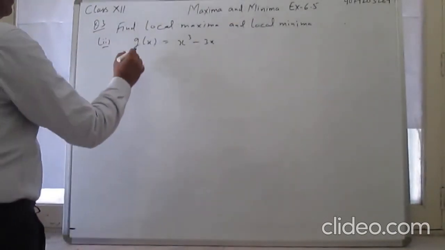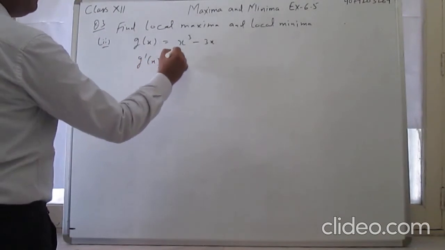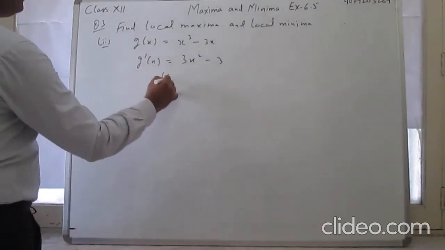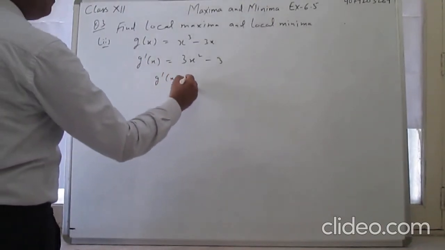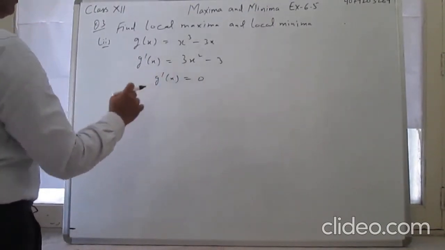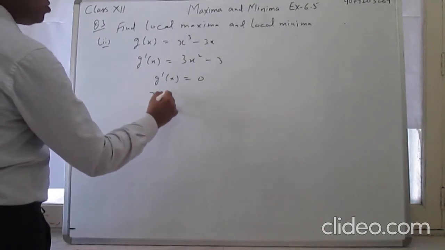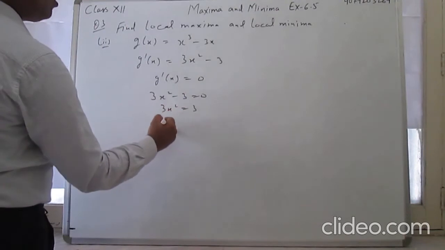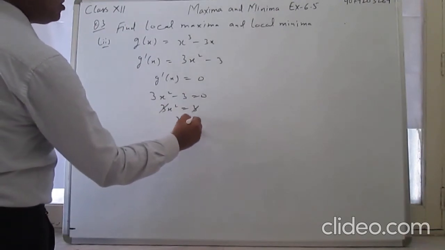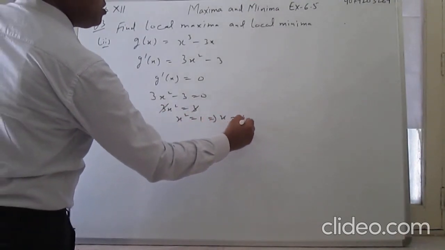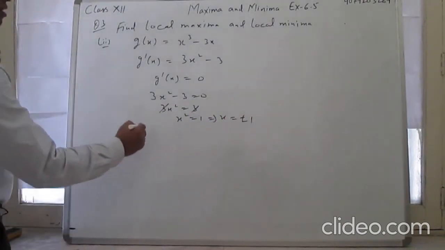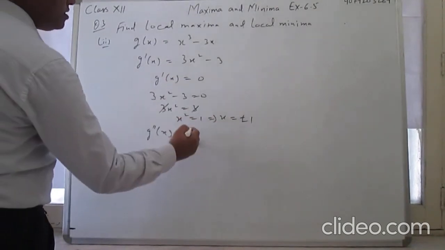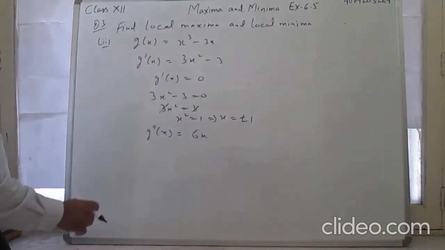So first we find g dash x, 3x square minus 3. Now find the values of x. So make g dash x is equal to 0. 3x square minus 3 is equal to 0. 3x square is equal to 3. x square is equal to 1. This implies x is equal to plus minus 1. Now find double differentiate g double dash x. It is 6x. The derivative of 3 is 0.